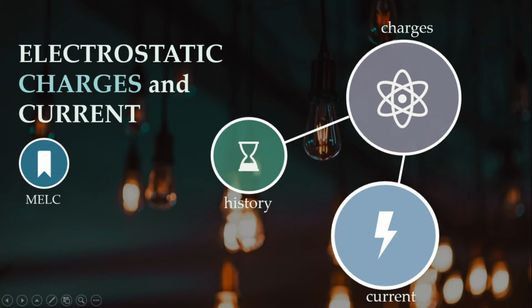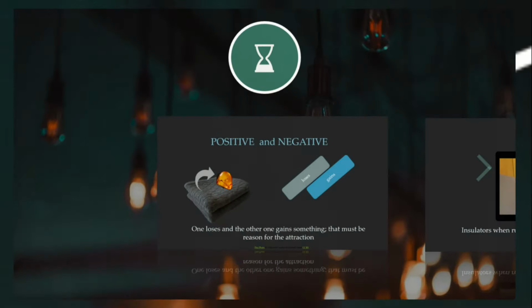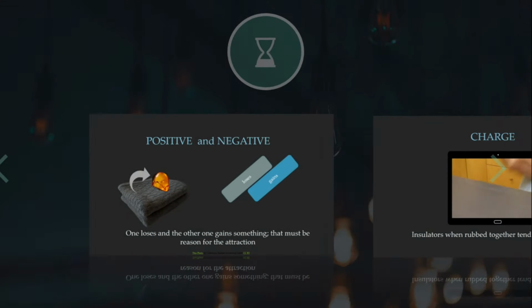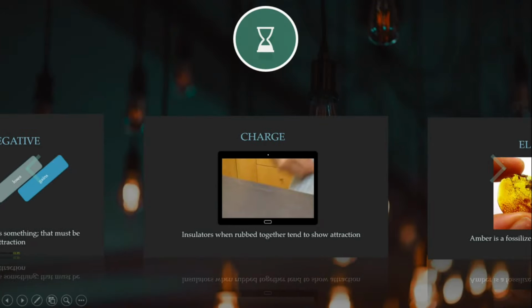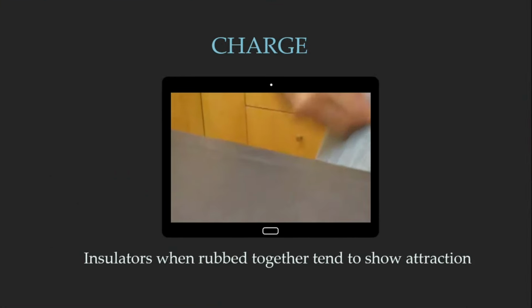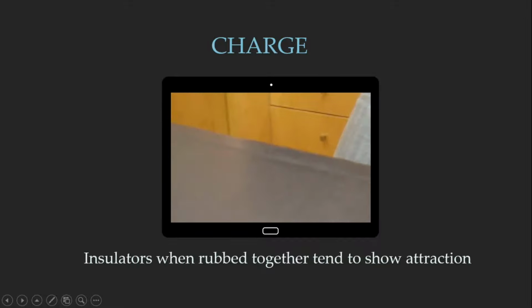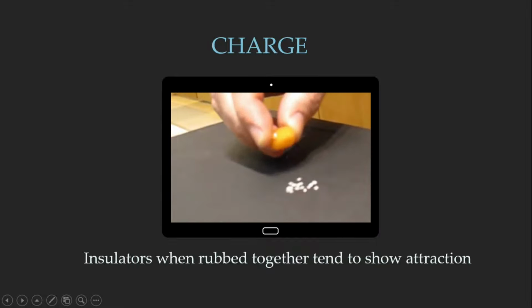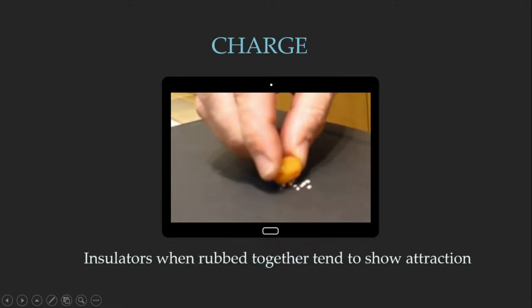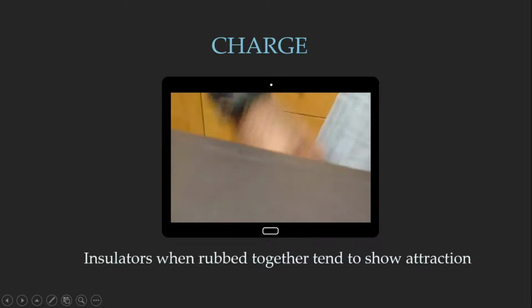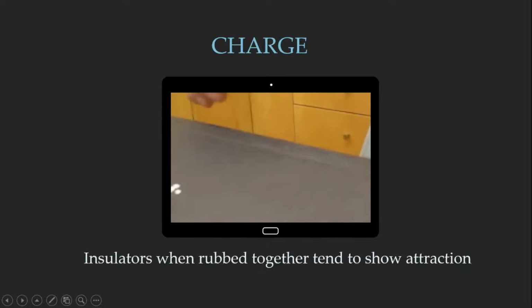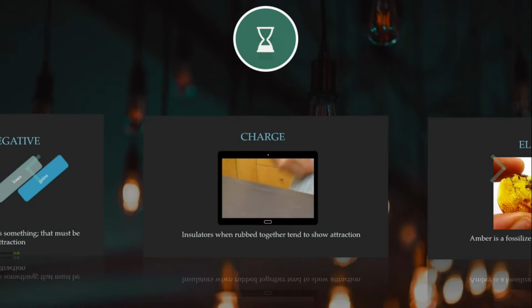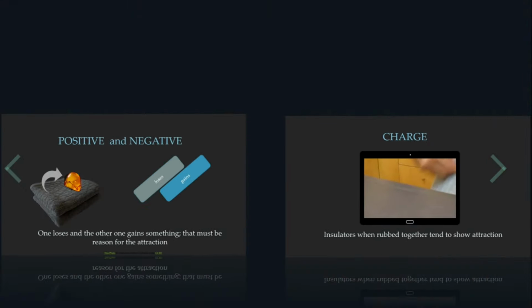Let's begin. Early philosophers tried being scientific and explaining their observation of a phenomenon in which, when a certain object is rubbed with cloth, the two would tend to attract one another. If each one is placed close to bits of paper or dust, they tend to move toward the material, as you can see here.